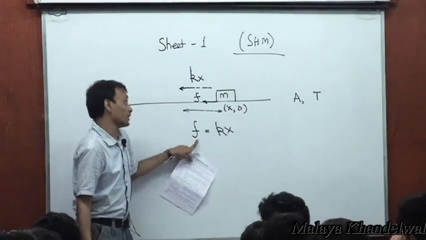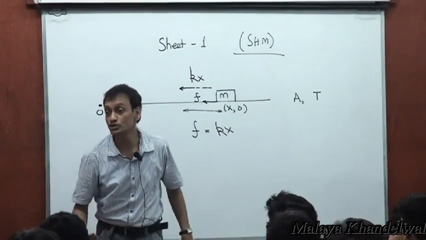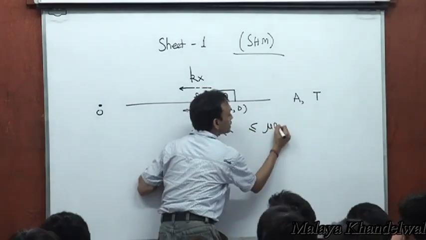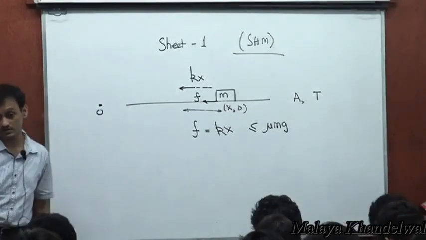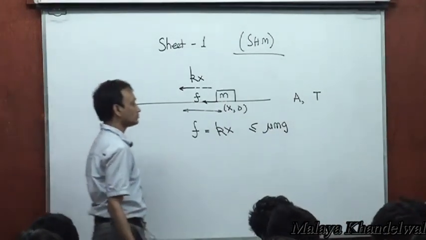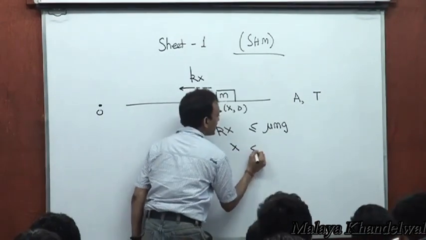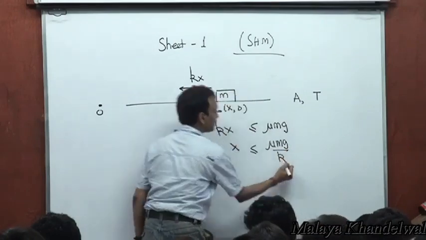But there is a limit on F. What's the limit on the frictional force? It's always less than or equal to mu mg, static friction, right? So we have x less than or equal to mu mg by k.